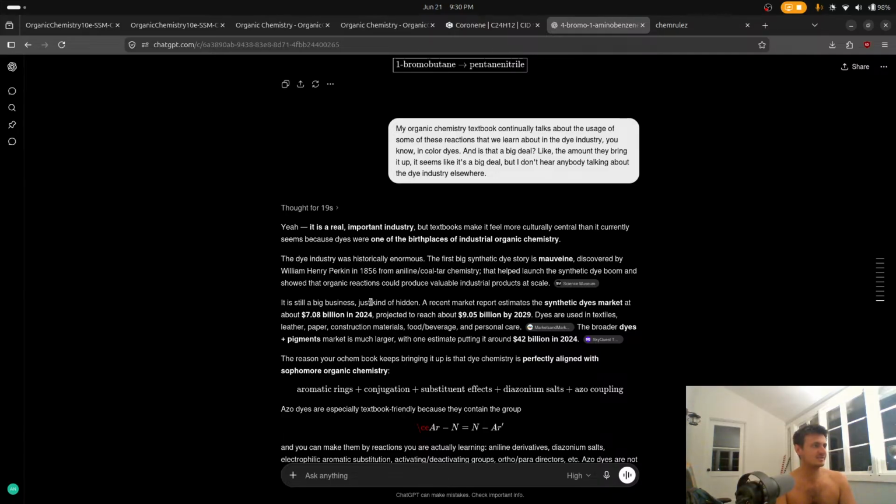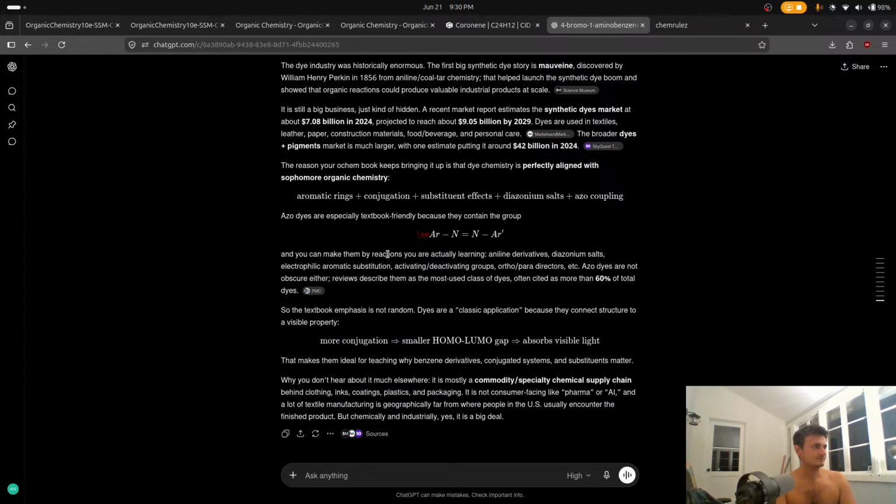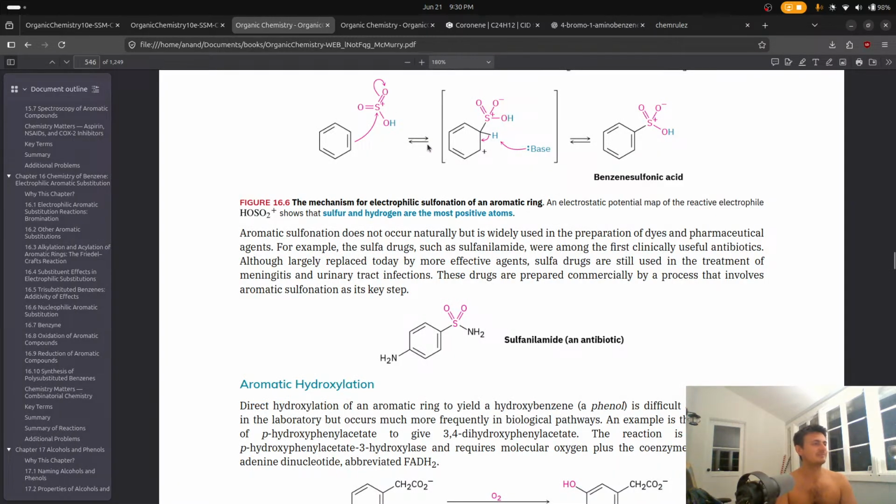It's still a big business, just kind of hidden. Synthetic dyes, about 7 billion. Okay. Yeah, so it's more just about its context.